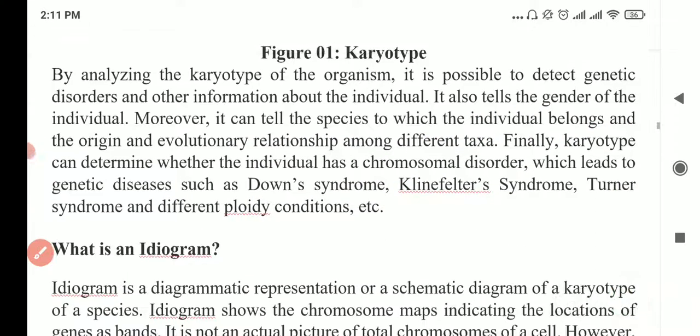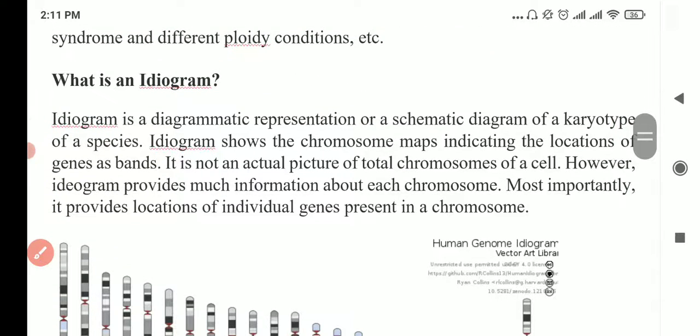Okay. Then let's just finish this ideogram also. I know it's almost 20 minutes beyond the listening capacity, but just a little bit more.